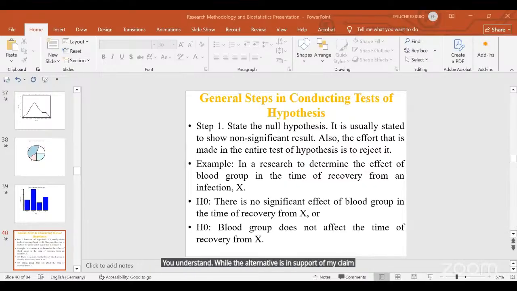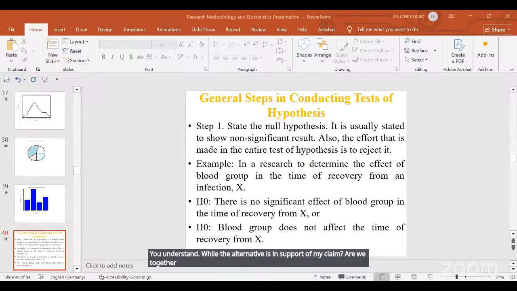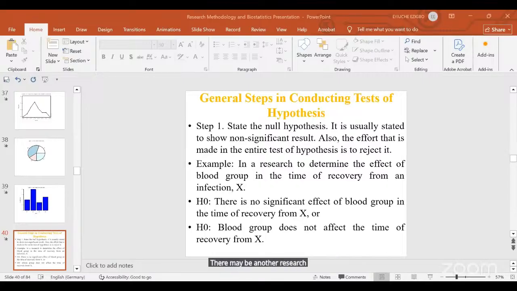Are we together? There may be another research where somebody has come up with a claim. And what is the claim? That this particular ailment has nothing to do with gender. Are we together? As a result, my null hypothesis is that what? That gender is not significant. Do you understand? While the alternative is what? That gender is what? Significant.